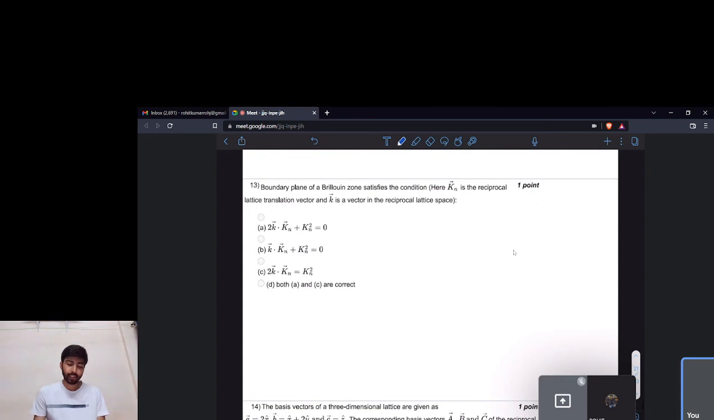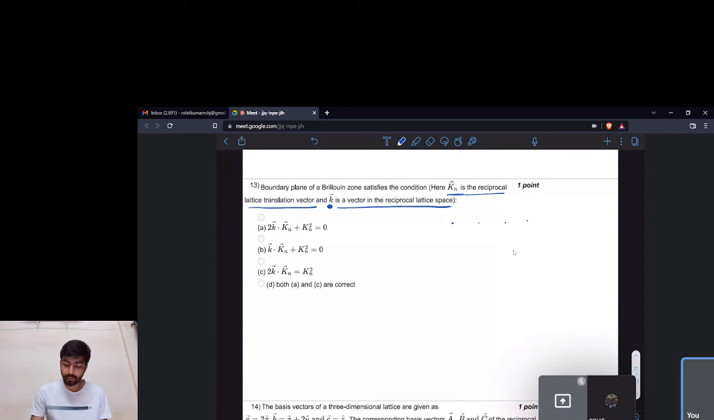Then we have the next question: the boundary plane of a Brillouin zone satisfies the condition. Which condition is it, A, B or C, where capital Kn is the reciprocal translational vector and k is a vector in the reciprocal space. Now how do we go about it?